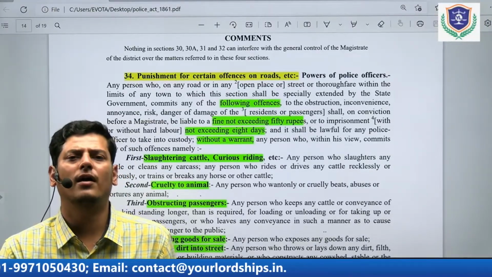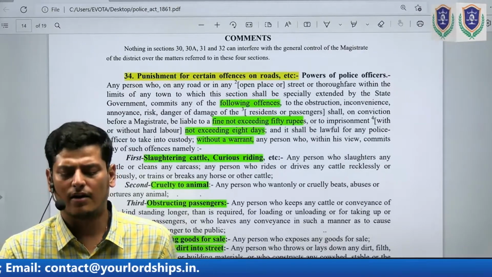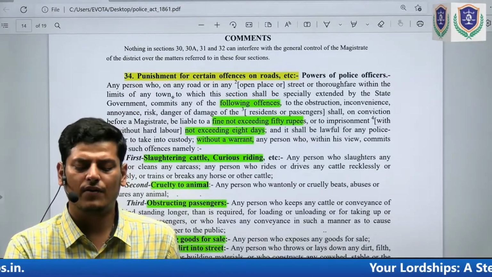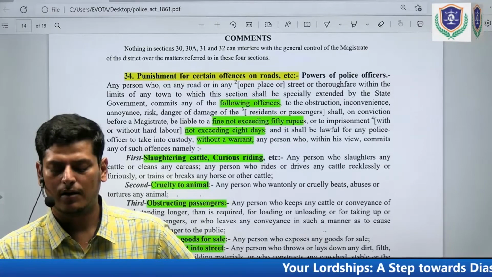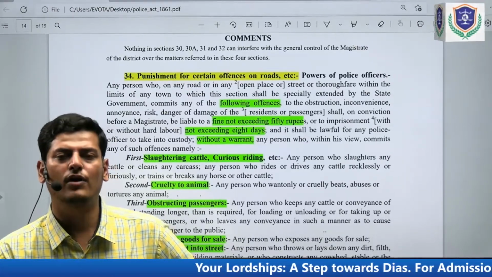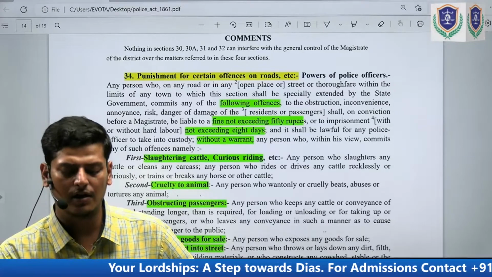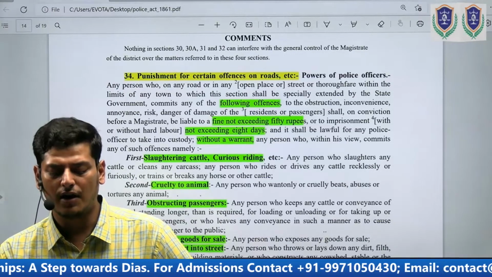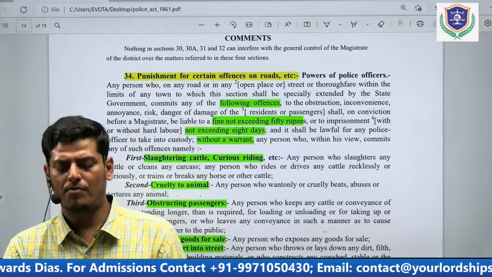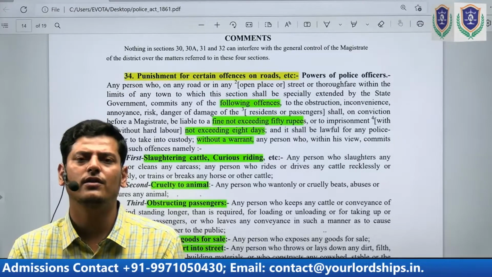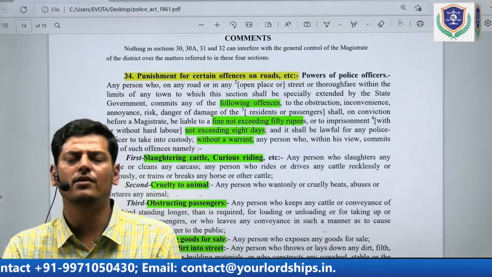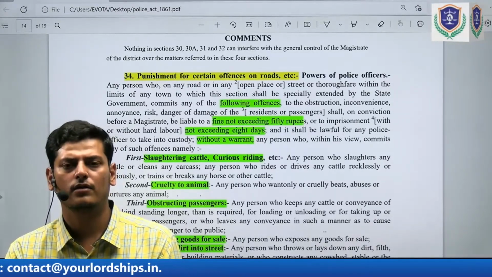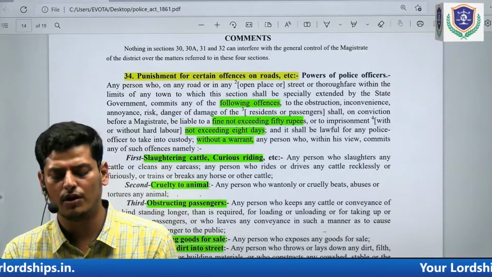Public place पे कोई offense अगर आप कर रहे हो, उसके respect में क्या है provision? Any person who on any road, open place, street, thoroughfare, limits of any town to which this section shall specifically be extended, commits any of the following offenses: to the obstruction, inconvenience, annoyance, risk, danger or damage of the residents or passengers. Obstruction हो गया, inconvenience हो गया, annoyance, risk, danger किसको? Resident या passenger को, obstruction, annoyance, risk, damage, injury ये cause हो रही हो.